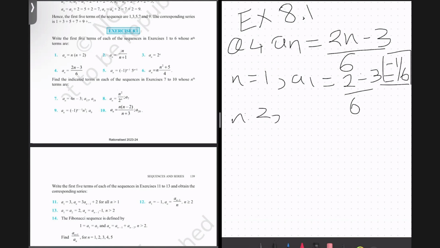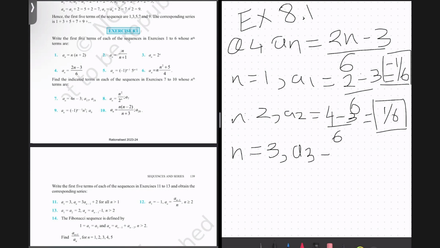For n equals 2, a of 2 would be 4 minus 3 upon 6. How did I arrive at 4? I plugged in the value of n equal to 2 here. So 2 into 2 is 4. 4 minus 3 equal to 1 upon 6 is 1 by 6. For n equals 3, I have a of 3 equals 3 into 2 is 6 minus 3 is 3 upon 6. So 3 upon 6 is nothing but 1 upon 2, and that is my third term.